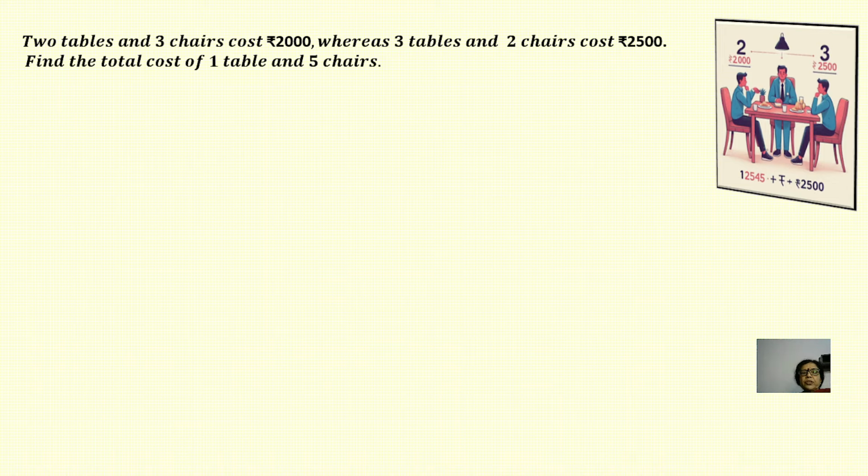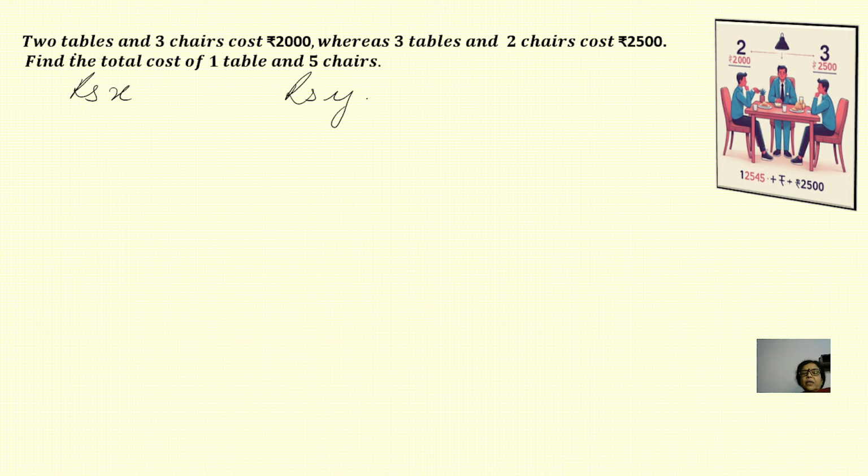The first question that we have over here is two tables and three chairs cost rupees 2000. Whereas three tables and two chairs cost rupees 2500. Find the total cost of one table and five chairs. Now supposing we assume that the cost of one table is rupees X and the cost of one chair is rupees Y. So these are the variables which are indicators of the cost of a table and a chair respectively.